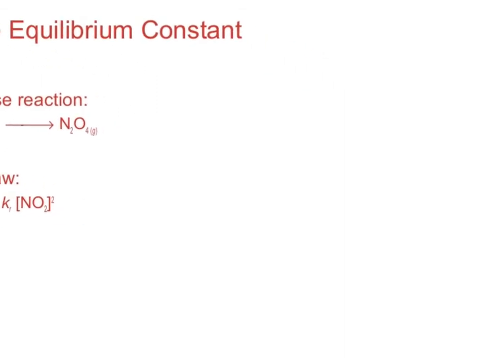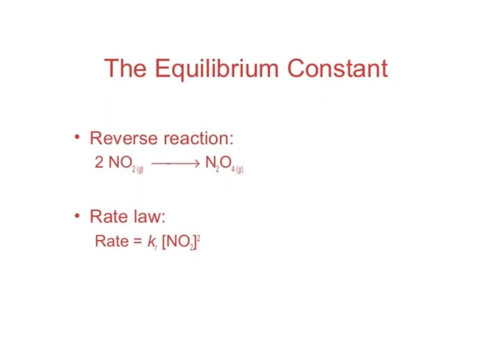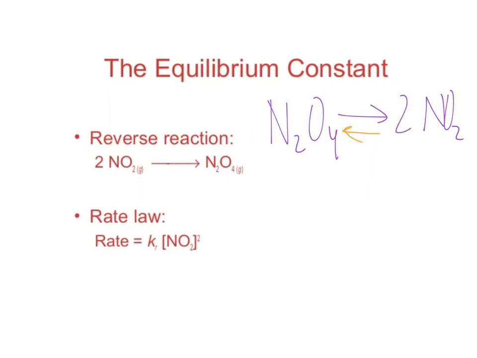Now if we think about the reverse reaction, for this system at equilibrium it is 2NO2 going to N2O4. Here it is written as 2NO2 combining to make N2O4. The rate law for this elementary step, assuming this is an elementary step, is rate equals K reverse times the concentration of NO2 squared, second order, because there's two of them.